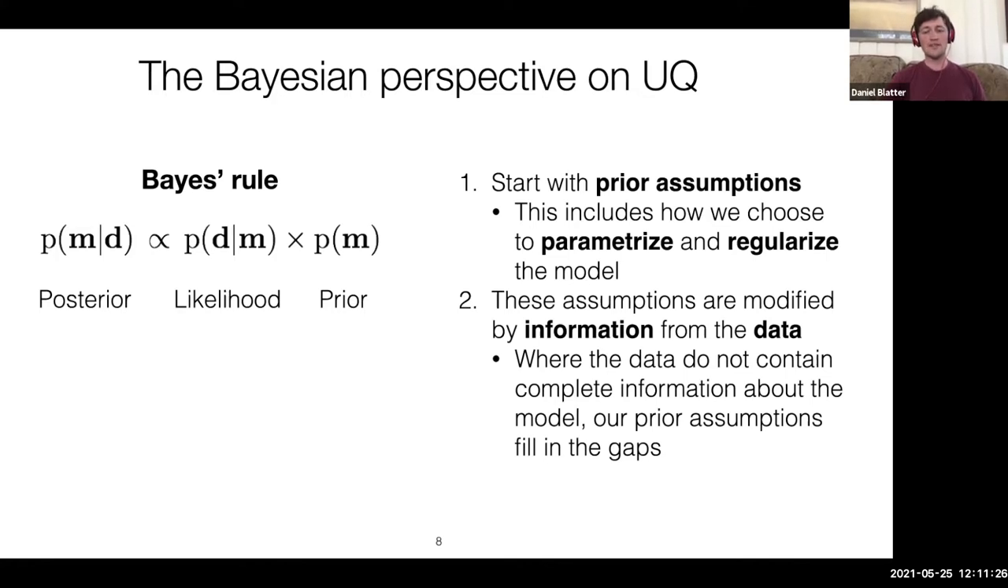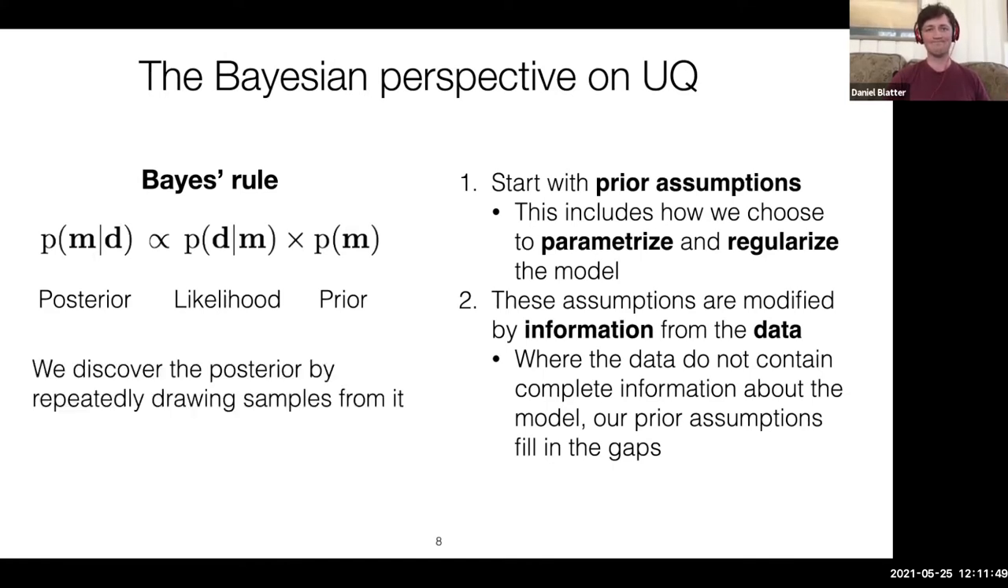But crucially, where the data do not contain complete information about the model, our prior assumptions are going to fill in the gaps. We essentially paint in the blanks with our imagination. And that's crucially important. It's important to realize that we are doing this and to be mindful about the assumptions we're making, because they will reflect strongly in the posterior uncertainty we estimate, especially where the data do not contain a whole lot of information.